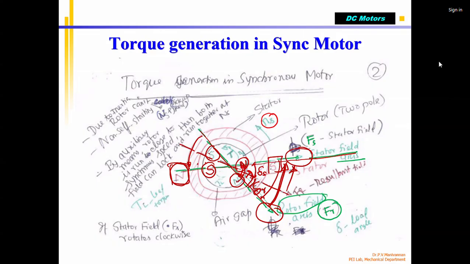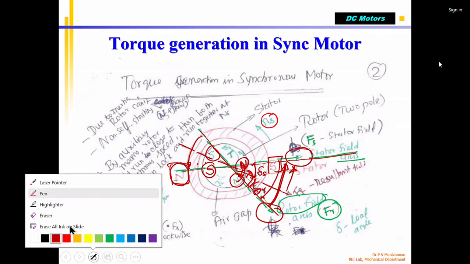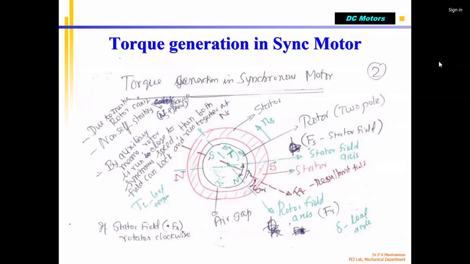So you can take this figure. This figure you have to draw in the exam. You are expected to draw this and explain how it works. So we know the resultant magnetic field, capital Fr, and the rotor field, small r. Capital Fr is the resultant, small r represents the rotor, and small s is the stator. Now that you know that.